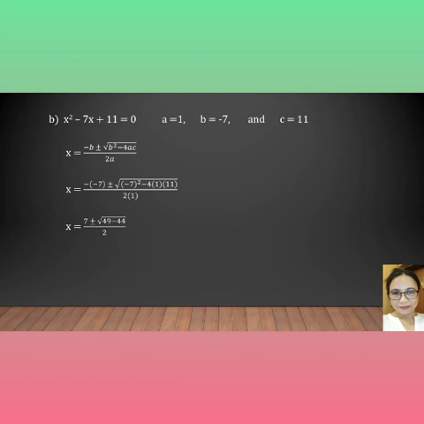The equation now becomes x equals 7 plus and minus square root of 49 minus 44 all over 2. X equals 7 plus and minus square root of 5 all over 2. 49 minus 44 is 5. Taking the positive root, we get x equals 7 plus square root of 5 all over 2. This will give us a decimal number which is equal to 4.6180. Rounding this to three significant figures will give us 4.62. Taking the negative root, we get x equals 7 minus square root of 5 over 2, which will be equal to 2.3819, which is approximately equal to 2.38.